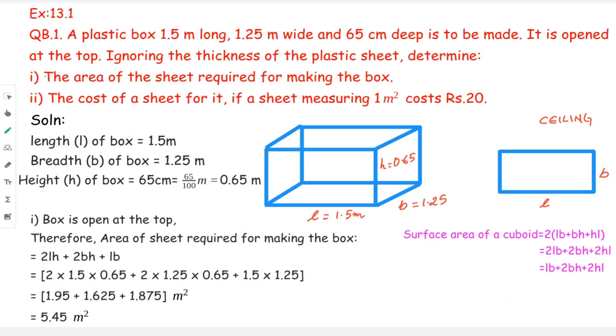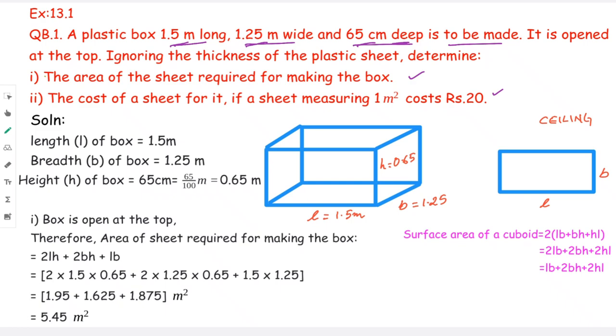Question number B1. A plastic box 1.5 meter long, 1.25 meter wide and 65 centimeter deep is to be made. Deep means it will give us the height, right? So from the dimensions we know that this will be a cuboid, right? They're all different. It is open at the top, so we also find the area and also the cost.